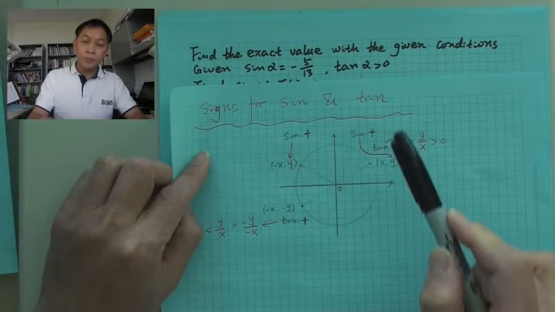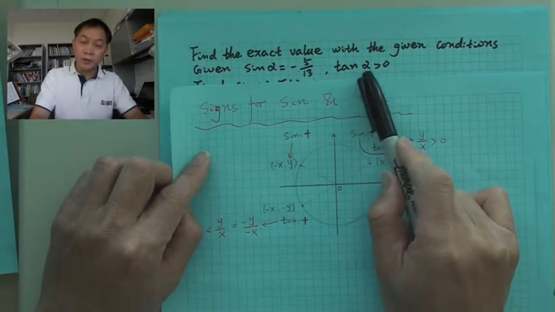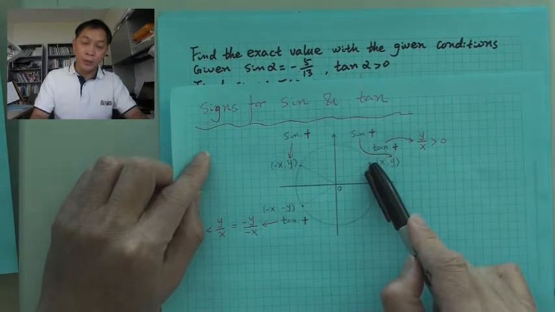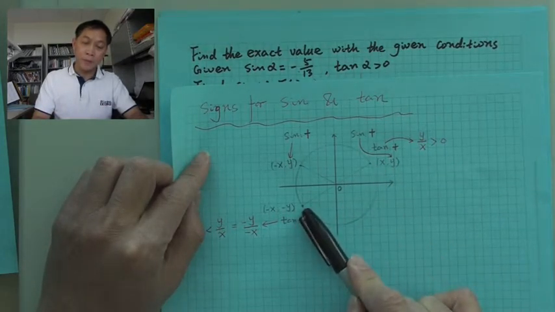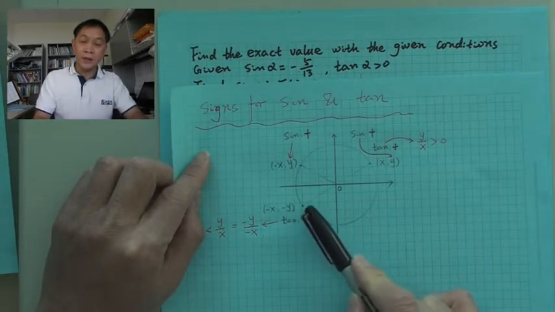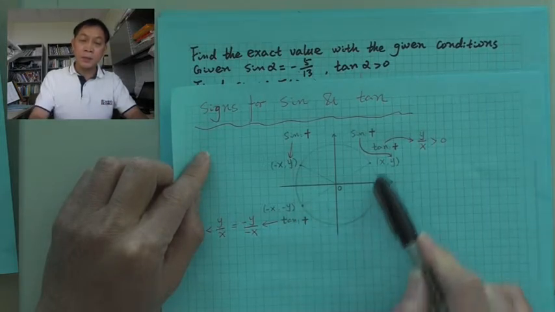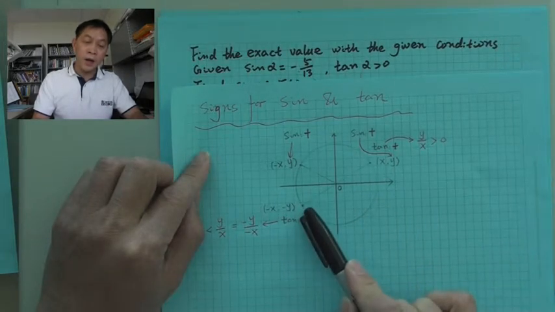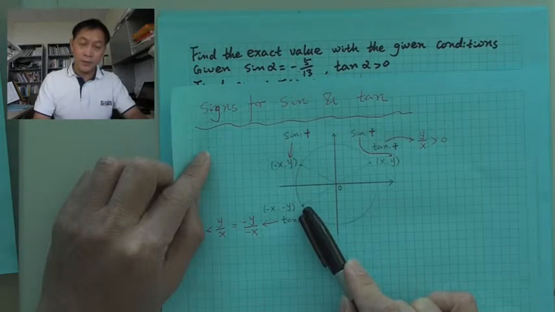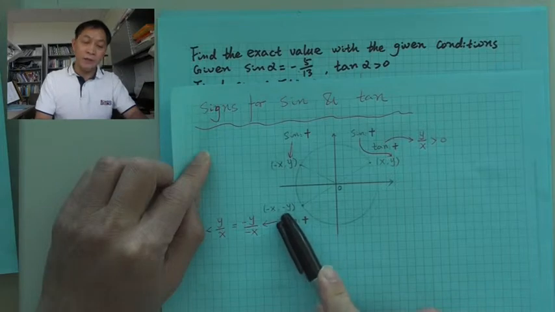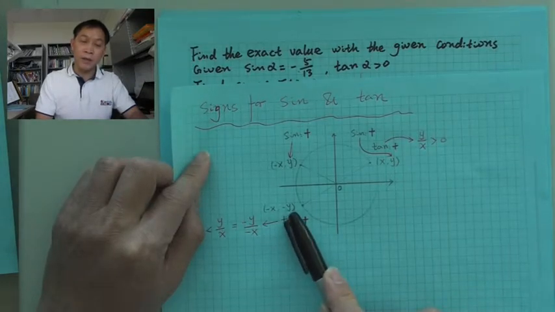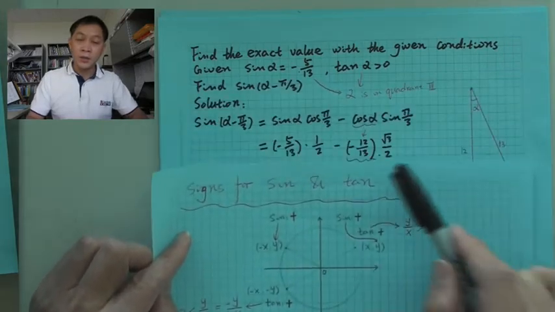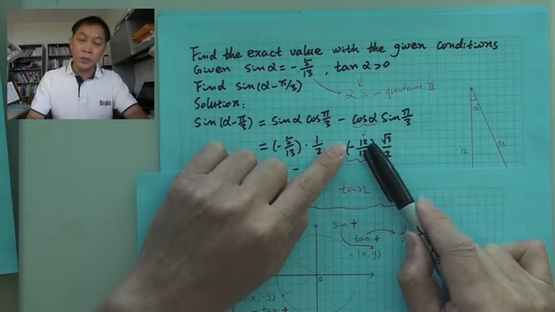And the tangent we are given is positive. So it's either in quadrant 1 or quadrant 3. So sine tells us it's either here or here, but tangent tells us it's either here or here. So this tells us alpha is in quadrant 3. In quadrant 3, cosine is negative. See, we have negative y. So it tells us that cosine alpha is negative 12 over 13.